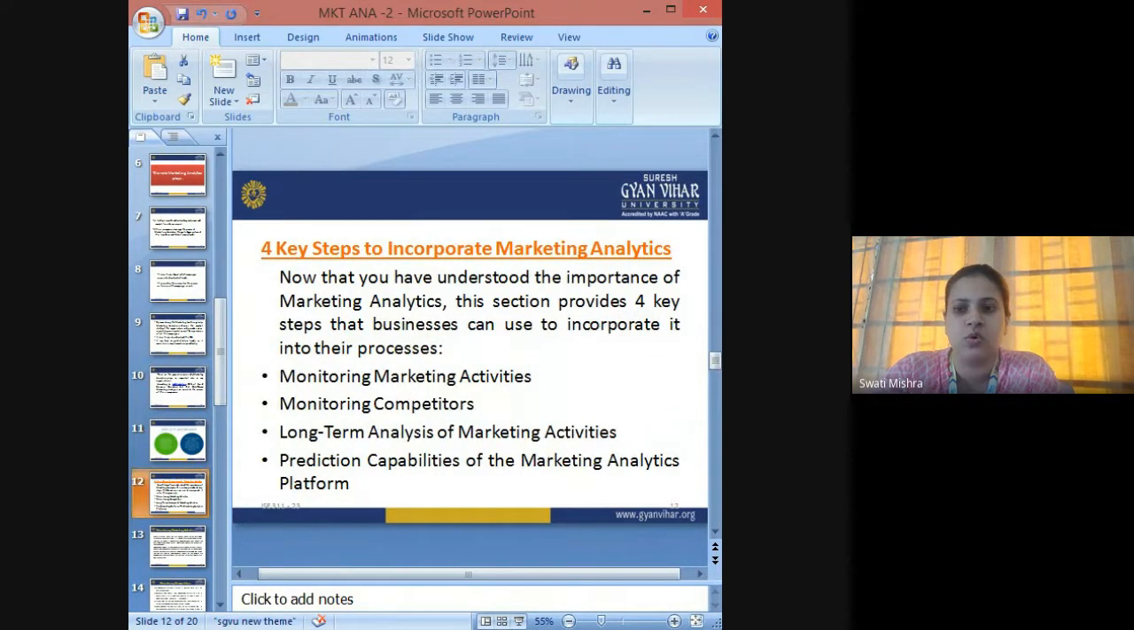Today's session is also aimed at understanding the major steps for incorporating marketing analytics in your organization. We have now understood the importance of marketing analytics thoroughly, and in the further session, we are going to discuss some key steps that businesses can use to incorporate it into their processes. They are monitoring the marketing activities, monitoring competitors, long-term analysis of marketing activities, and the prediction capabilities of the marketing analytics platform. So these are the four key steps to incorporate marketing analytics in your organization.